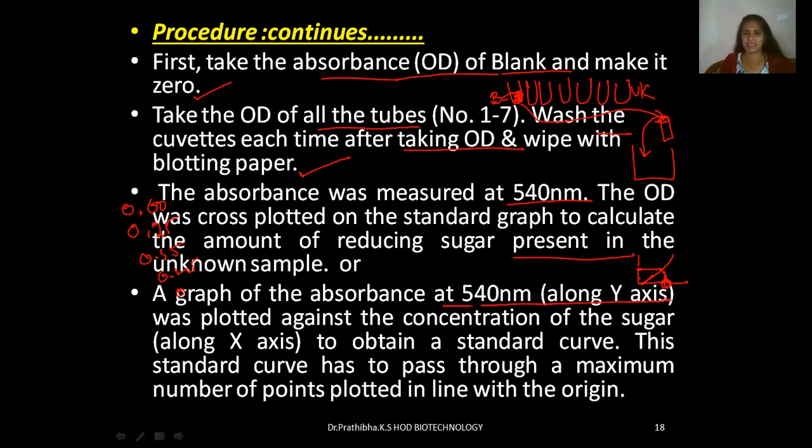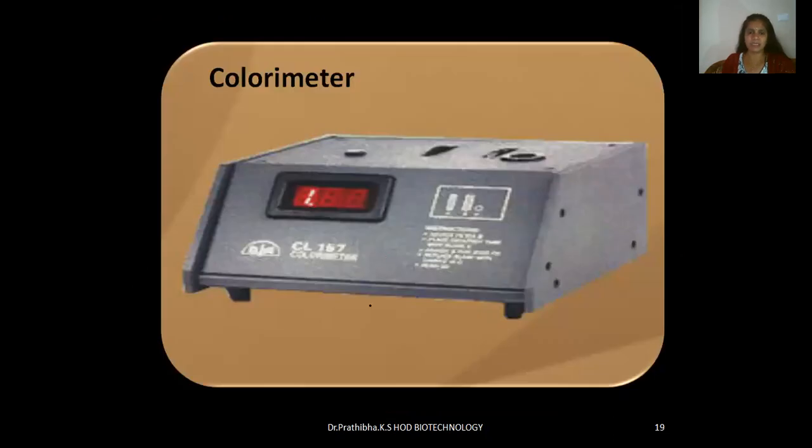The graph of absorbance at 540 nanometer is along the y-axis. On the y-axis you take the OD, plotted against the concentration of the sugar, that is, along the x-axis you take the known concentration of standard glucose. This standard curve has to pass through a maximum number of points plotted in a line with the origin. From the origin, the standard graph has to be plotted, and you are supposed to get a standard straight line. This is the colorimeter instrument. Here you can take the OD. Here the OD will be shown on a digital colorimeter.